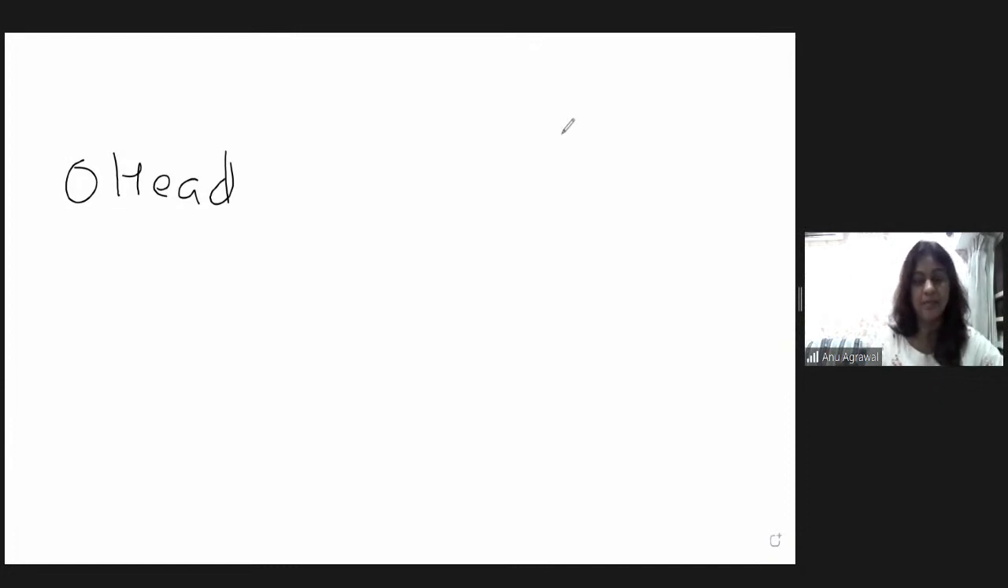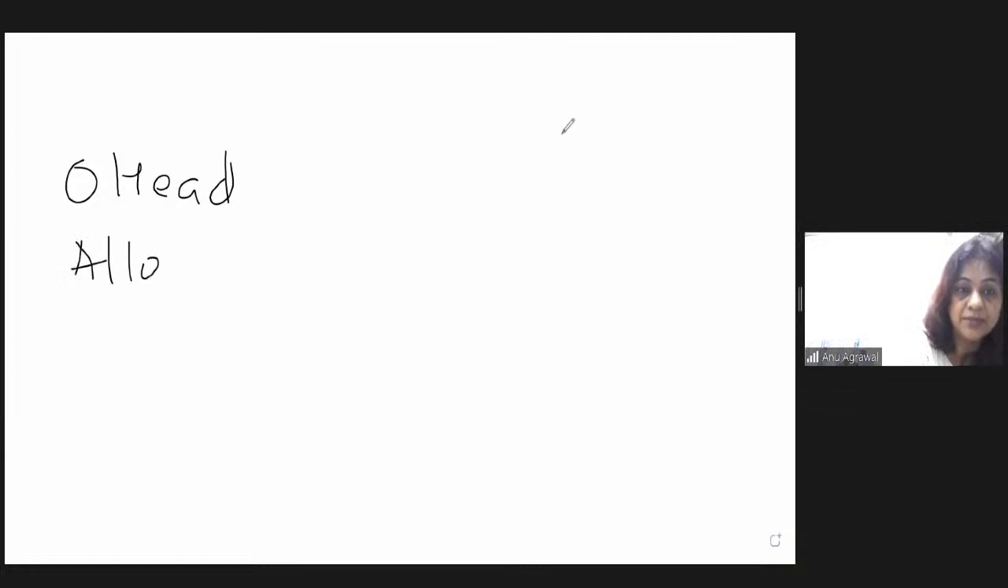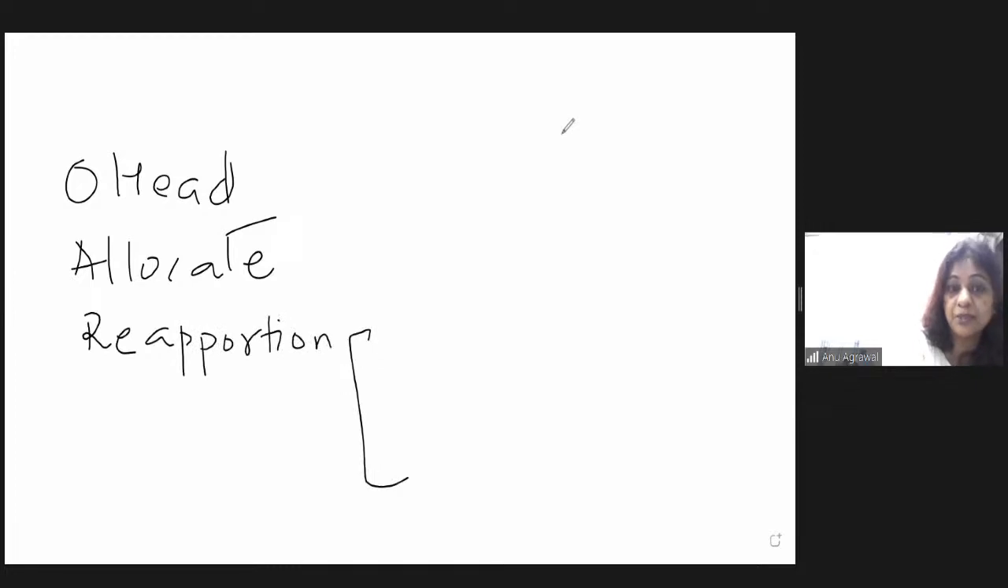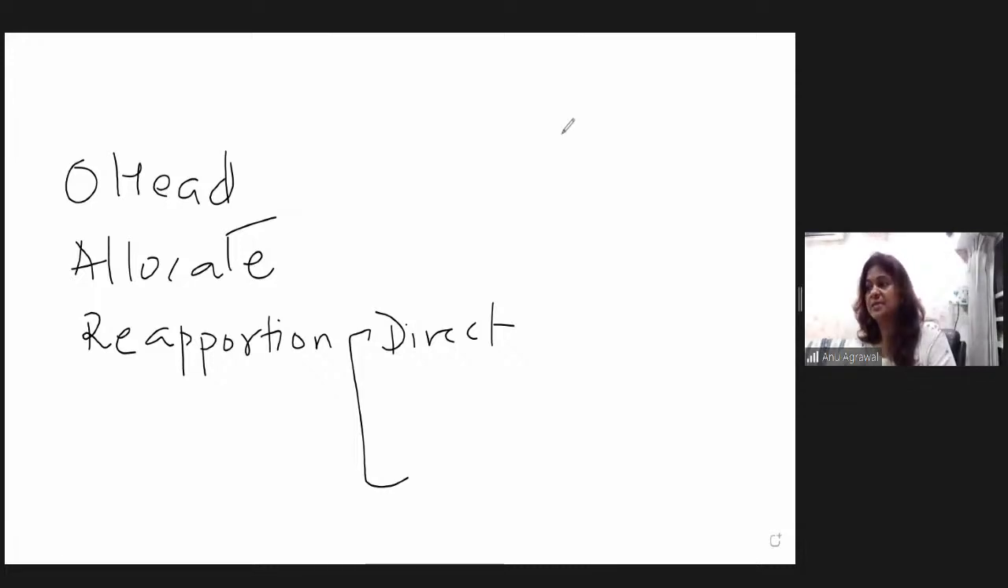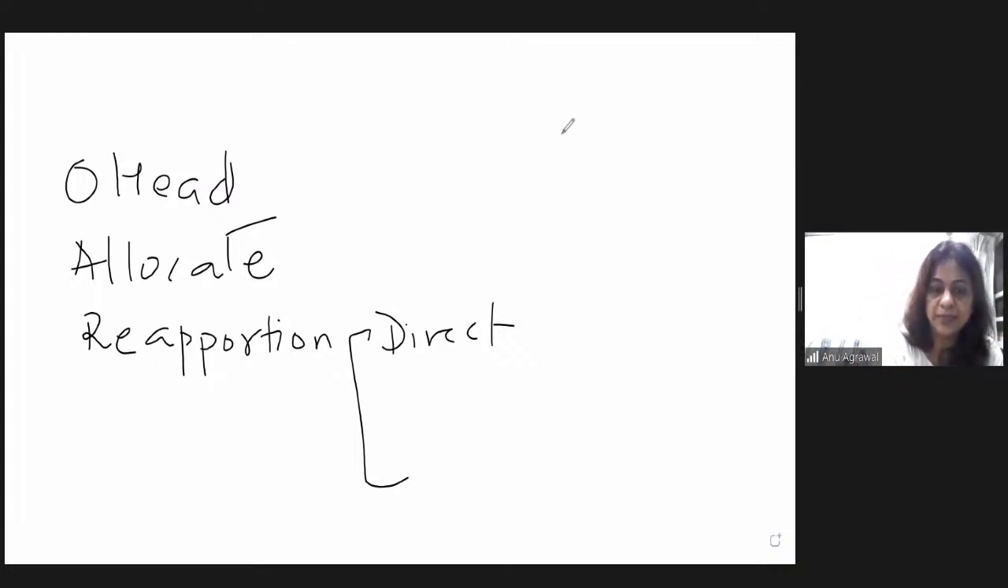Then we actually studied how do you allocate these overheads. Then we talked about how you reapportion the expenditures. When we say we are reapportioning, there could be a direct method, which is simpler. You are just given that service department S1 gives services to P1 and P2, and S2 gives services to P1 and P2. So it could be a direct method.